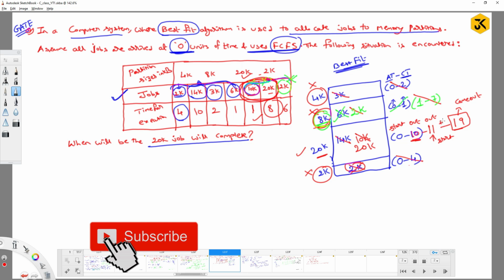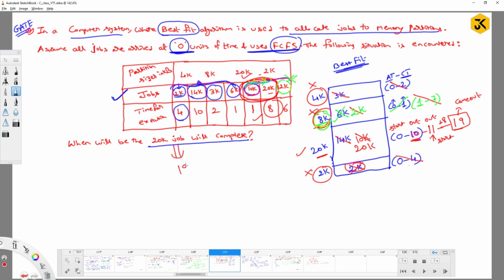at 19 units of time, because 11 plus 8 is 19. So when will the job 20k be completed? At 19 units. This is the answer for this question.